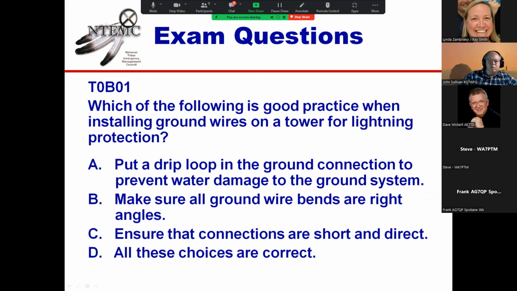Okay, so the first question: which of the following is a good practice when installing ground wires on a tower for lightning protection? Well, you can look at B and C here. B says make sure all ground wire bends are right angles, and C says make sure they're short and direct. Well, those are kind of contradictory. And remember, we mentioned at the very beginning that you always want to keep ground connections short and direct as much as possible. That's the answer. The drip loop has got nothing to do with lightning protection.